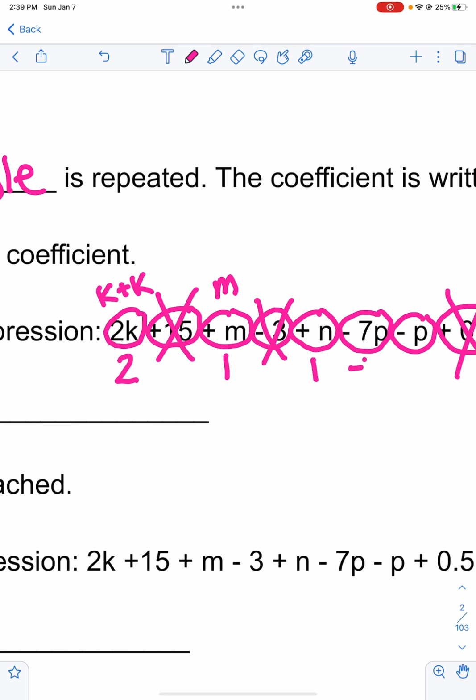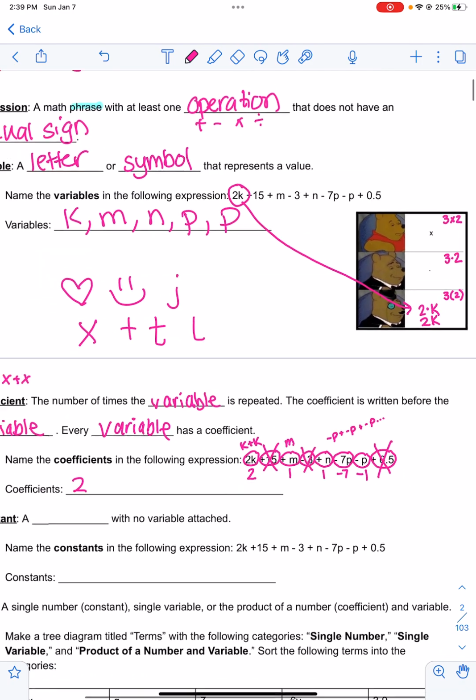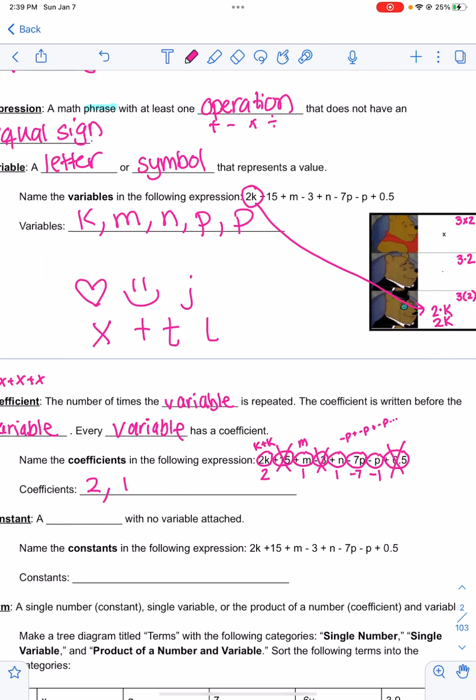For -7p, what do you think it's going to be? Hopefully you said -7. I'm not going to write out all these p's, but it would look like this, but you would have like 7 of them. So each time they're a negative. What do you think about -p? -1. I'm going to copy down the rest of these answers. 2, 1, 1, -7, and -1.